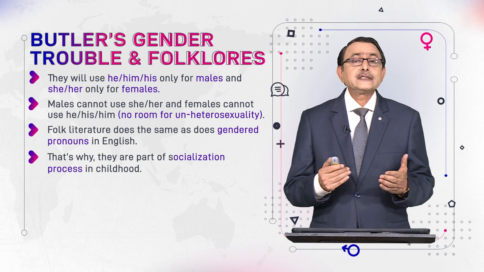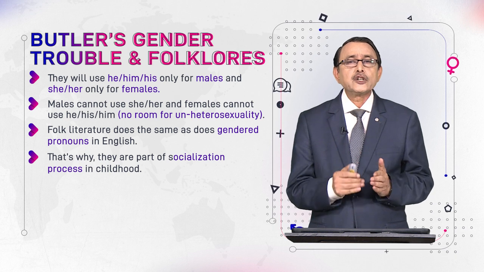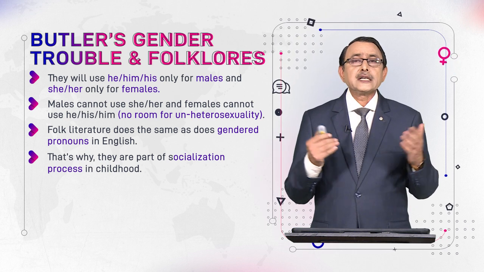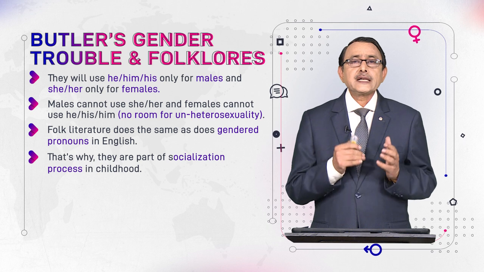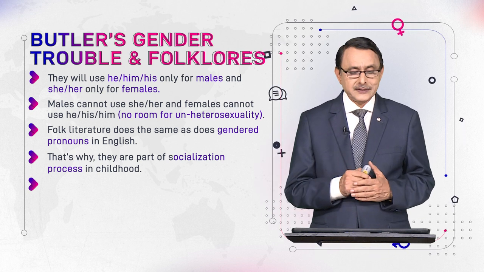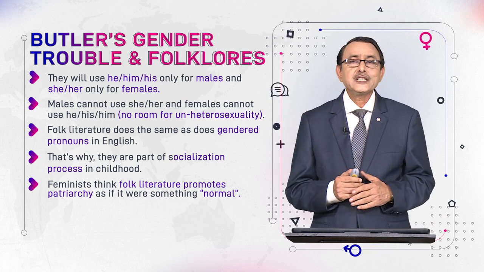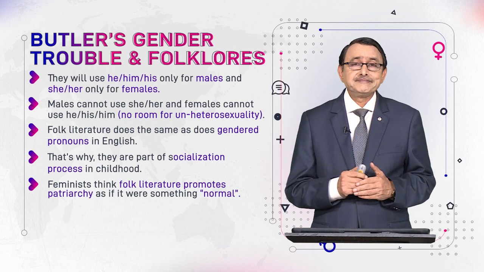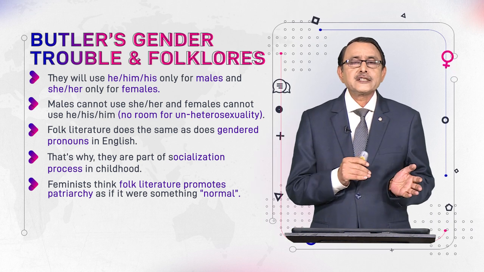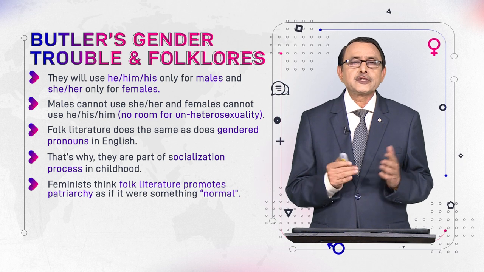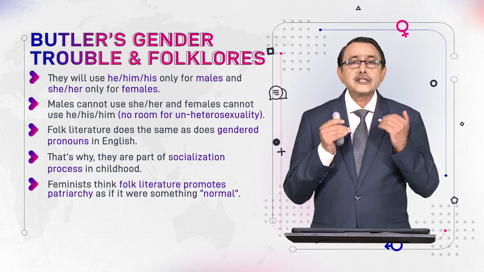And this socialization means the process of learning what is acceptable in a culture and what is not acceptable in a culture. This is called the process of socialization. And folklores help parents and teachers in this process. Feminists think folk literature promotes patriarchy. Because this folk literature, if it is in English, would use only two genders, he and she. He for males and she for females, so there is a possibility of heterosexual relations. No third sex category is possible in these folklores which are written in English.